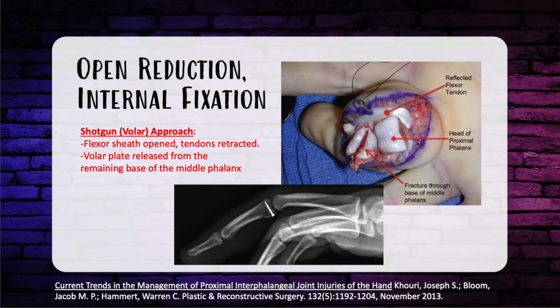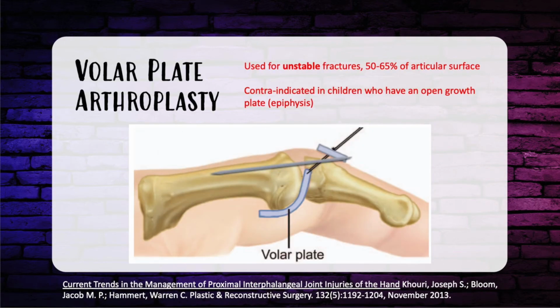Now let's move on to more advanced reconstructions. Brian, what is buttress reconstruction? Buttress reconstruction refers to resurfacing the articular surface of the PIP joint and includes volar plate arthroplasty and hemi-hamate resurfacing arthroplasty. Let's start with volar plate arthroplasty.